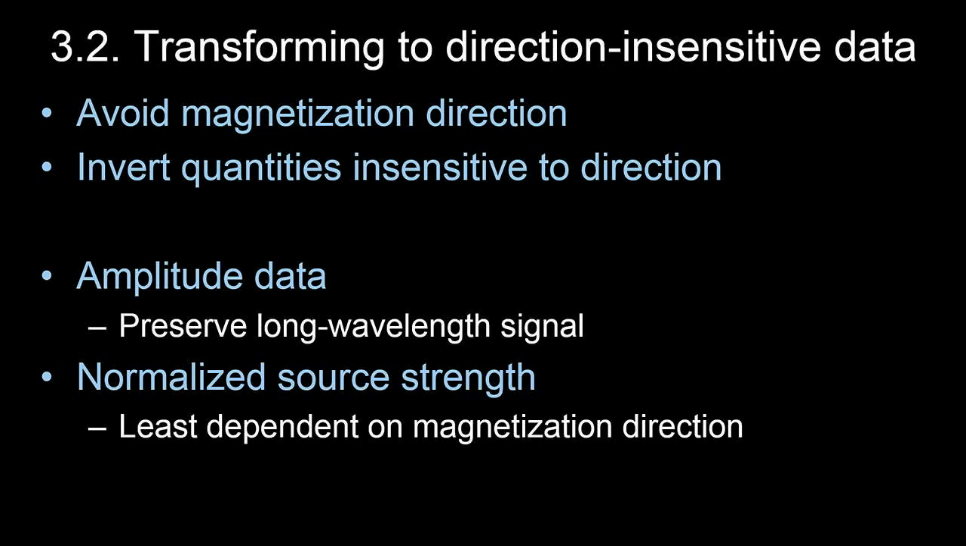One is amplitude data. Often people have used the total gradient data. But the nice thing about amplitude data is it's the same dimension as the total field anomaly. It also preserves long wavelength signal, which is really good for exploration applications. The second is normalized source strength, which turned out, based on Mark Pilkington's work, to be least dependent on the direction. Both methods involve certain approximations because they are not totally independent.